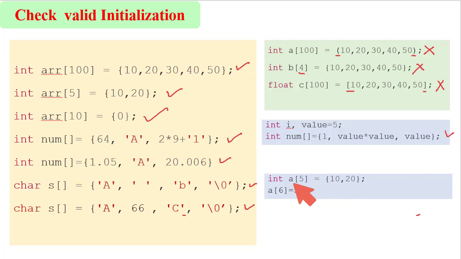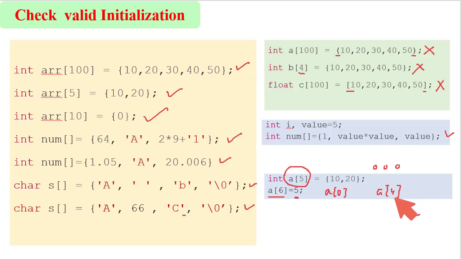In this case, for the array with size 5, 2 elements have been initialized. What will be the third, fourth and fifth elements? The values of the third, fourth and fifth elements will be 0, 0 and 0. In the next instruction, it says that the seventh element A6 is 5. But in the array declaration, the size of the array is 5. So the first element is A0 and the last element here is A4.